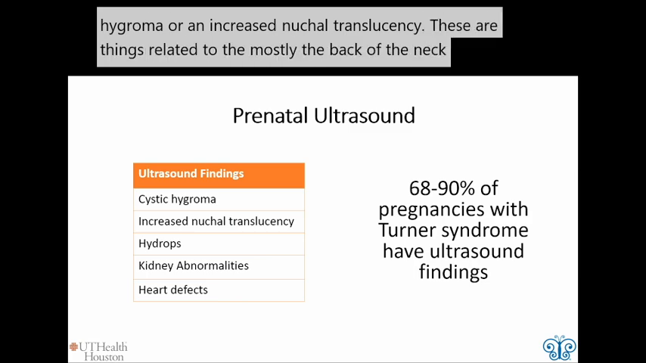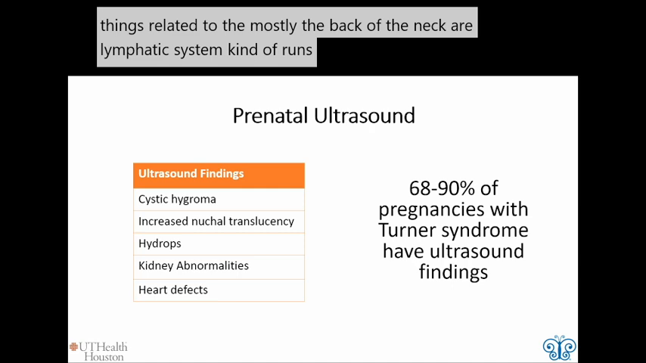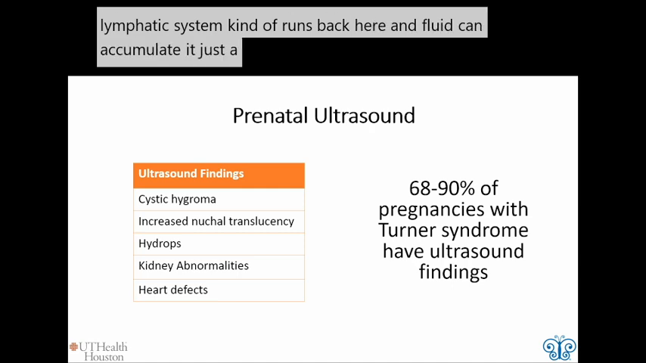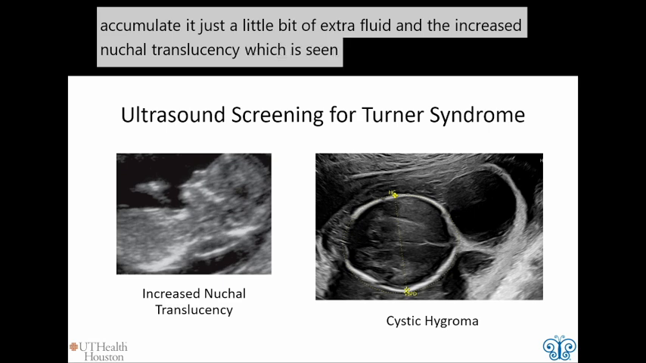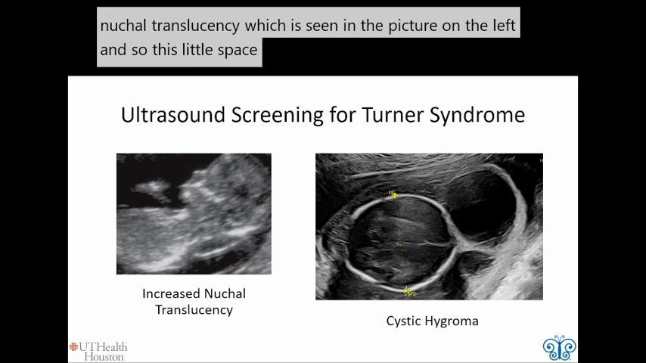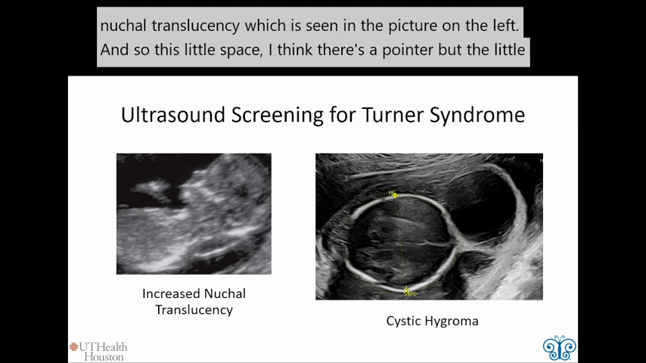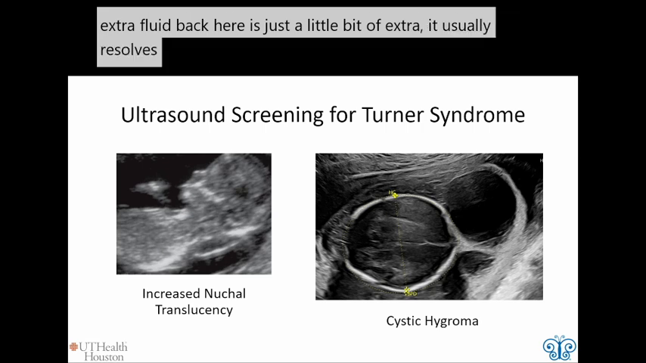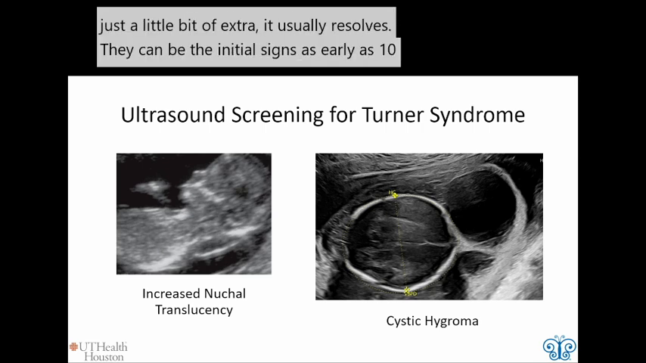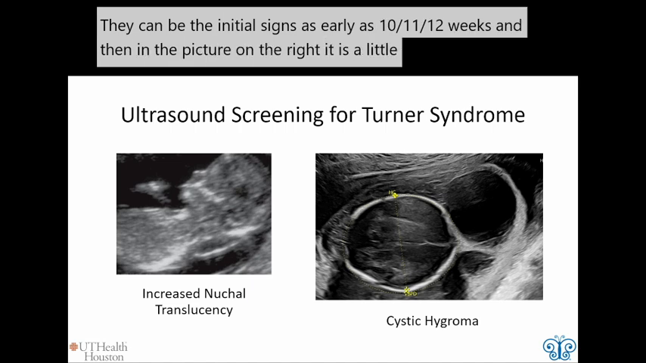Our lymphatic system kind of runs back here, and fluid can accumulate, just a little bit of extra fluid in the increased nuchal translucency, which is seen in the picture on the left. And so this little space, I don't think there's a pointer, but the little extra fluid back here is just a little bit of extra. It usually resolves, but it can be the initial signs as early as 10, 11, 12 weeks. And then in the picture on the right, it is a little bit farther along in pregnancy.